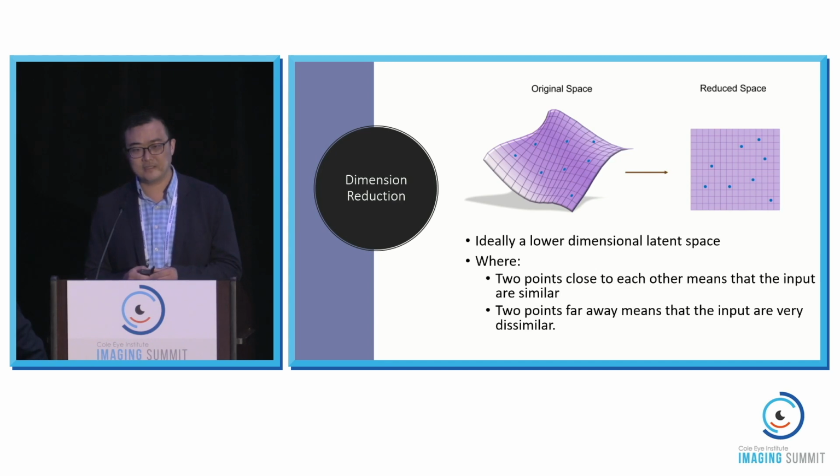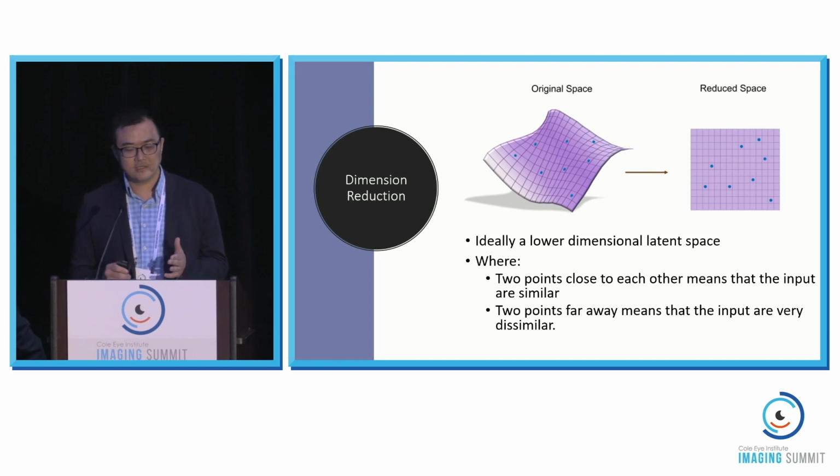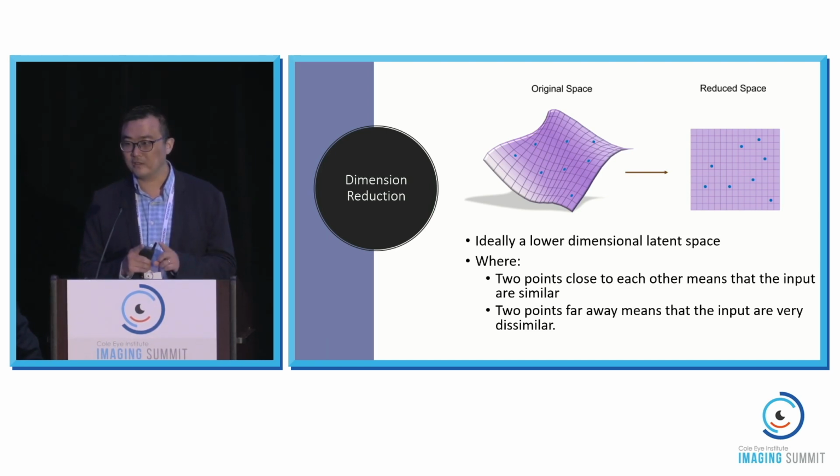And the overall idea is that if you can somehow take something that can be described with many, many different dimensions, you eventually want to be able to boil it down so that ideally two different patients that are very similar to each other are very close in this two-dimensional space, and two patients that are very different are very far away. And if you can successfully do that, then you've achieved this dimension reduction.